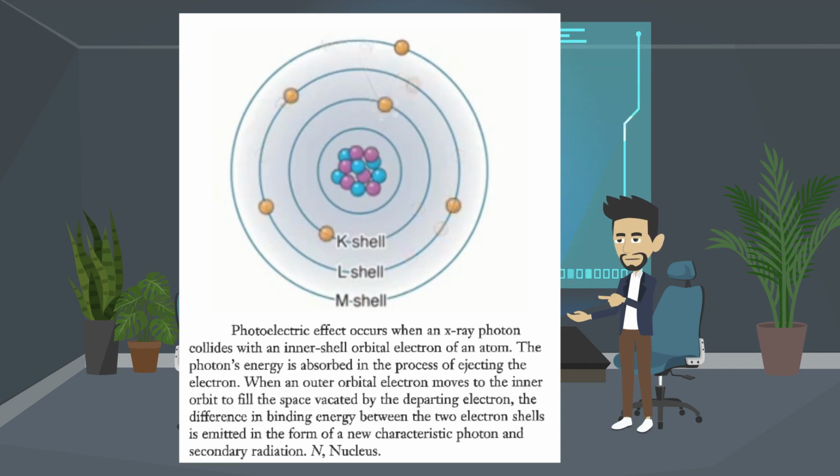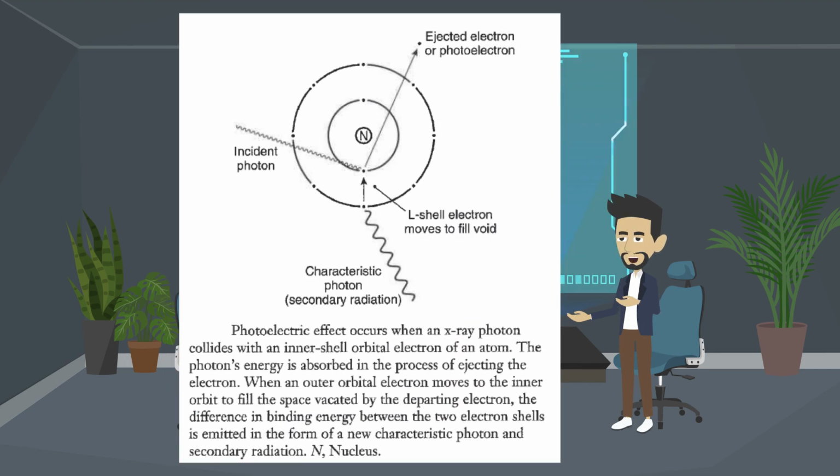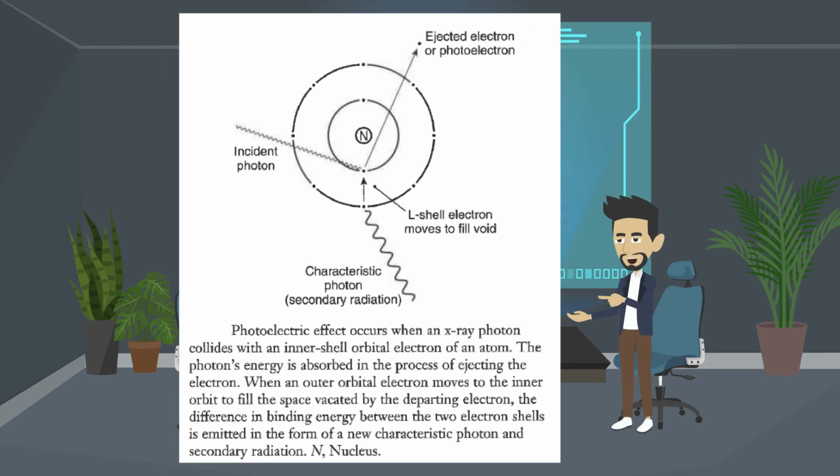The electron's departure leaves a hole in the orbit, which is filled by an electron from an outer shell. The difference in binding energy between the two shells is emitted as a new X-ray photon. This photon is referred to as a characteristic photon and is considered secondary radiation because it is radiation actually produced in the body. The photon will have a new direction. Its energy will be less than that of the primary photon.